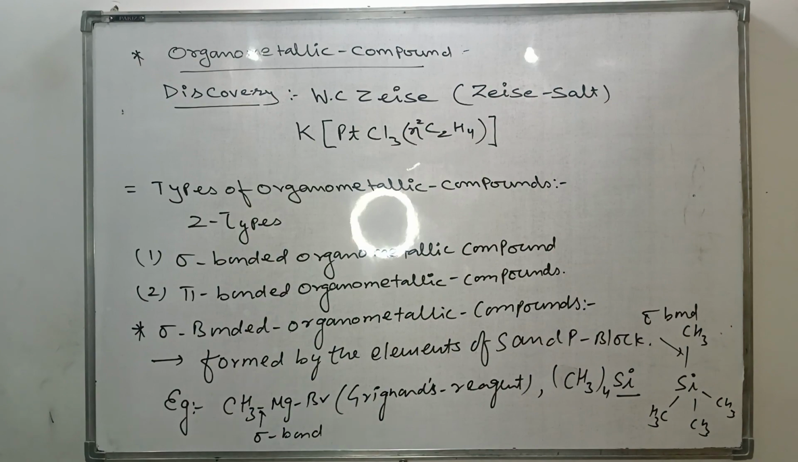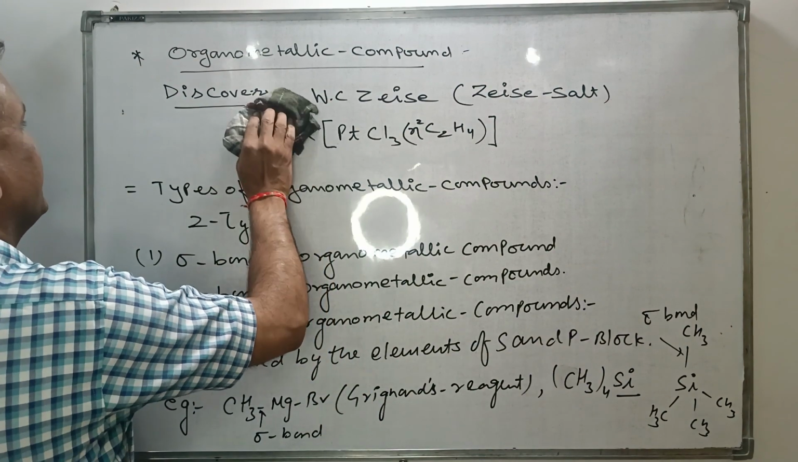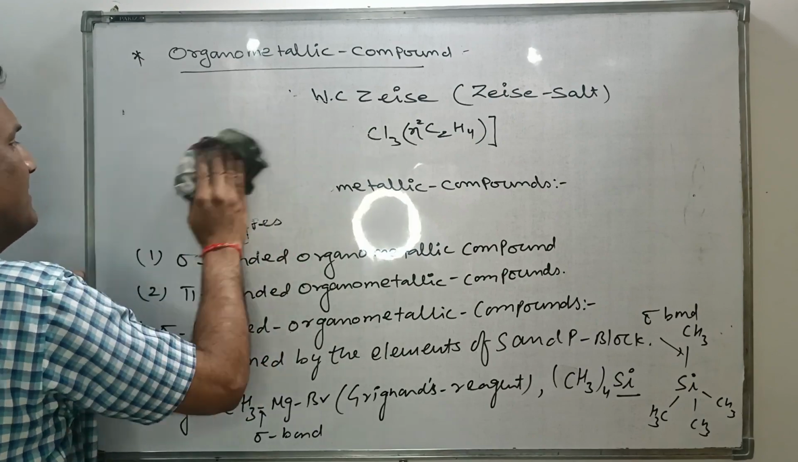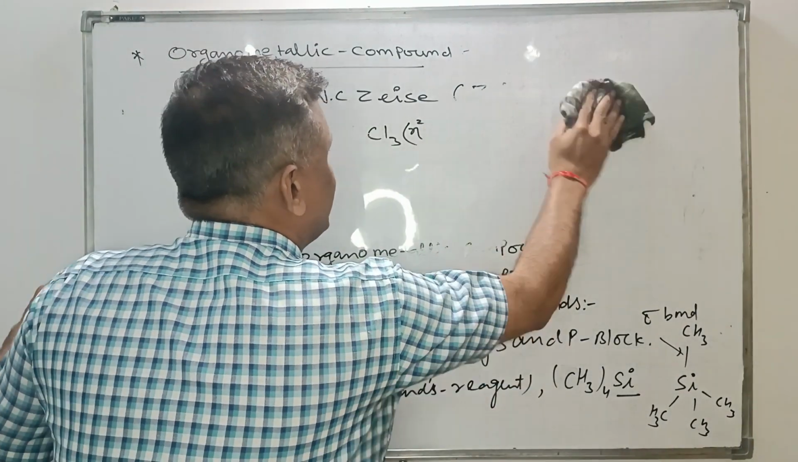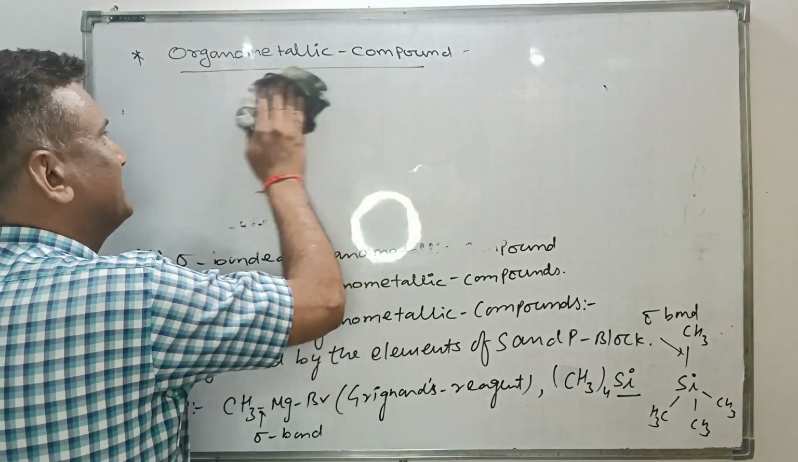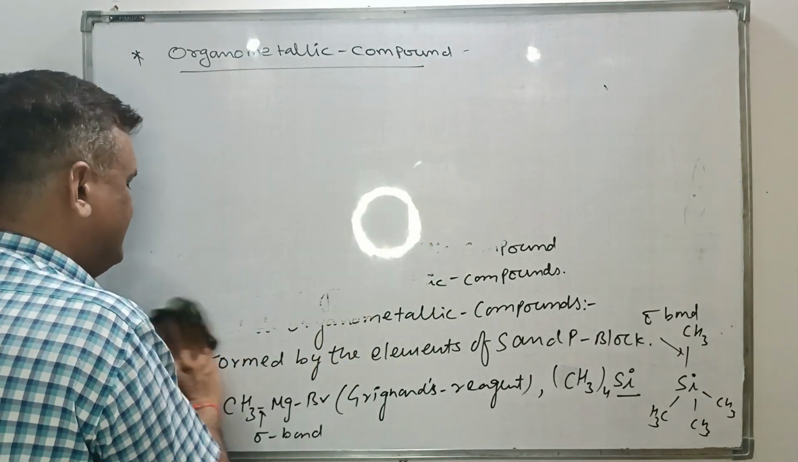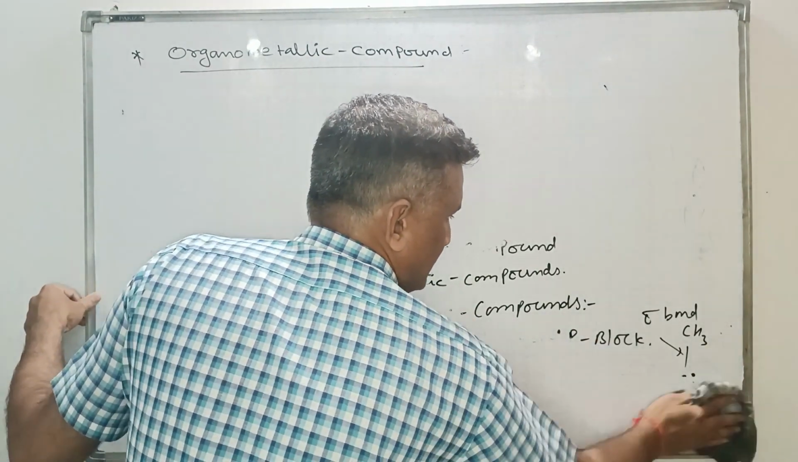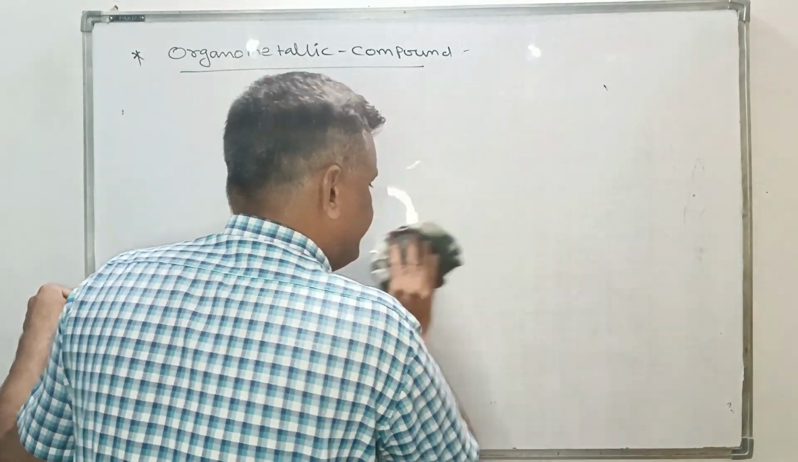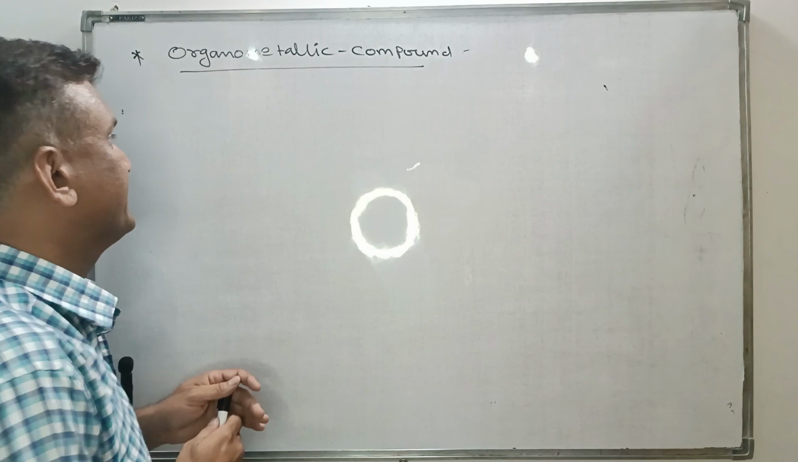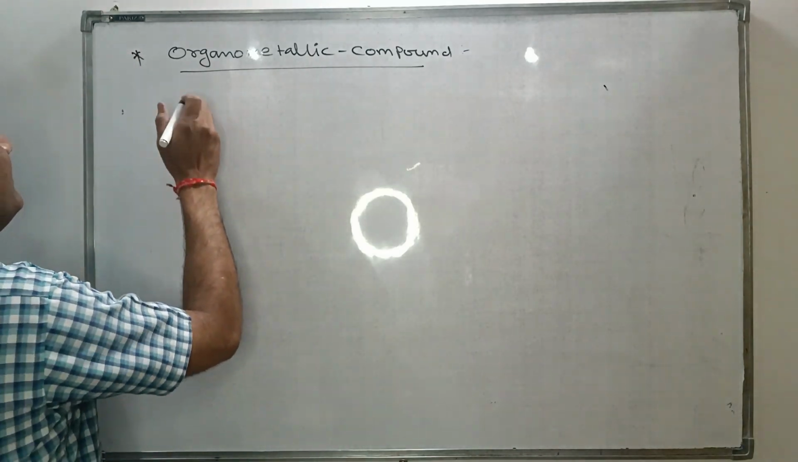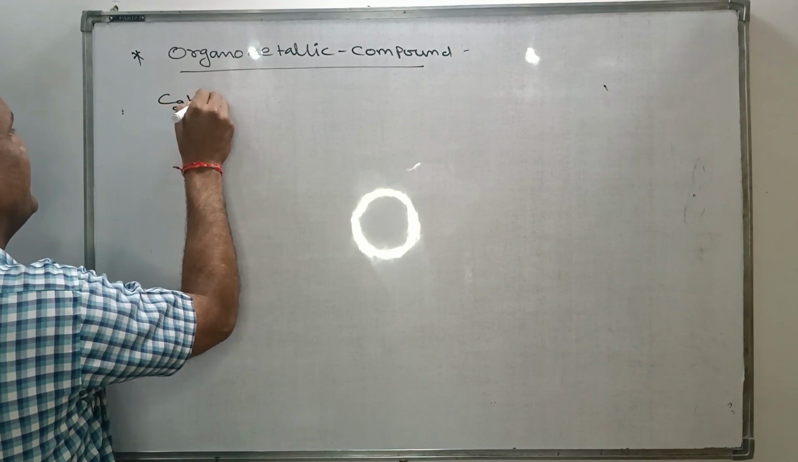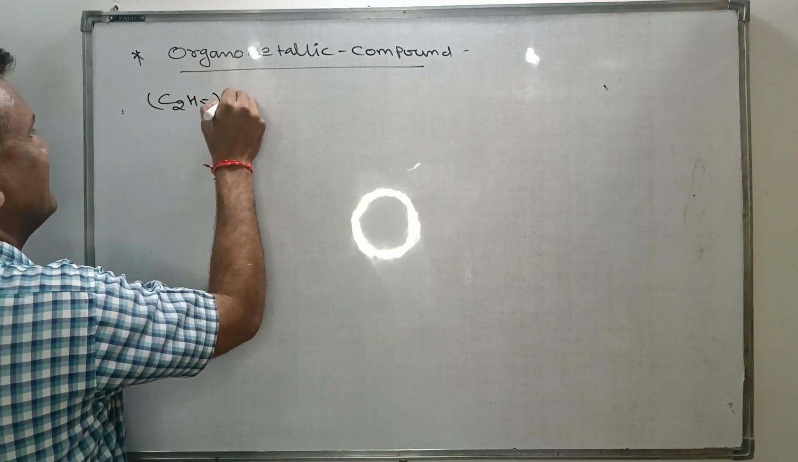Now it's time to discuss some examples. Some organometallic compounds are from the d block, but they are sigma bonded. You can take a lot of examples. Listen to me carefully. Take another example, (C2H5)2Zn.